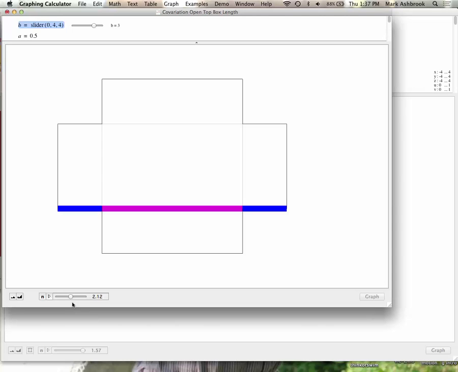And so the pinkish part is representing what quantity? If we imagine folding the flaps up to make the box, what quantity is the pinkish bar representing? Length of the resulting box. And then what's the blue bars? Height of the box or length of the cutout.